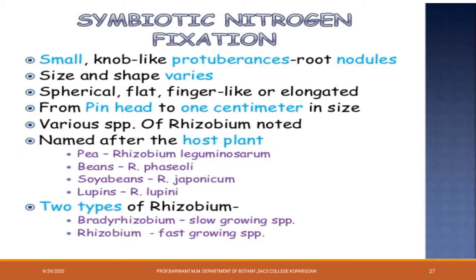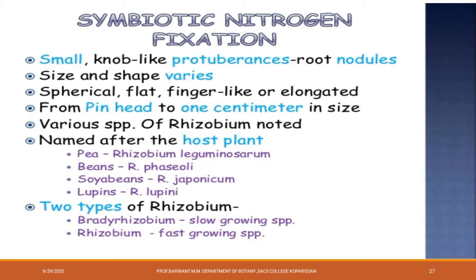Various species of Rhizobium are noted to perform symbiotic nitrogen fixation, named after the host plant. Pea plant: Rhizobium leguminosarum. Bean plant: Rhizobium phaseoli. Soybean plant: Rhizobium japonicum. Lupin plant: Rhizobium lupini. These are simple leguminous plants and the Rhizobium species found in their root nodules.